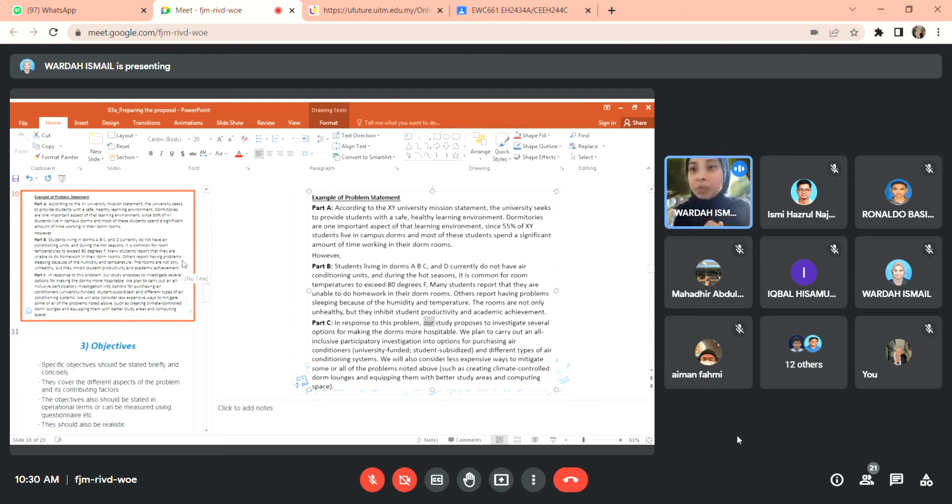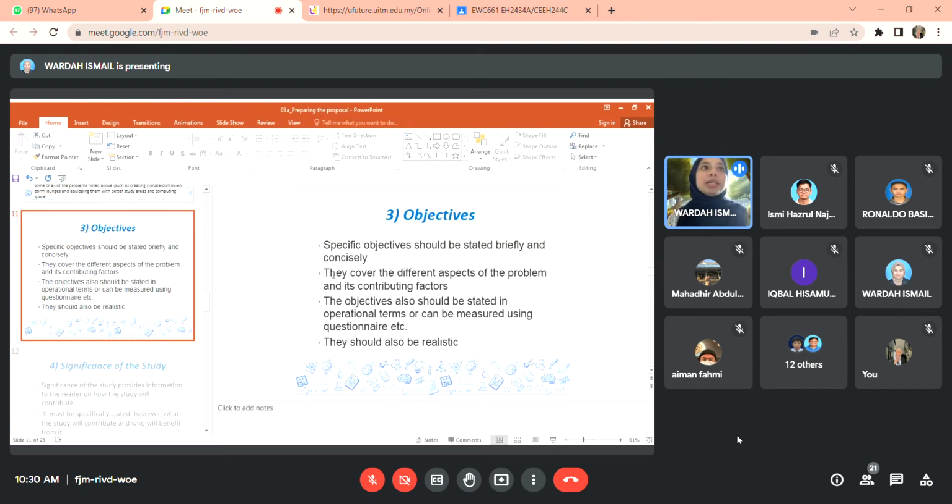Number 1, you address how things should be. And then number 2, you tell us what makes this a problem. Okay, what is the cause. Okay, number 3, you give a solution. You give a solution, like you tell that you want to investigate several options. And then we plan to carry out ... so that we will also consider less expensive ways to mitigate some of the rot. Okay, but again, you cannot use I, you cannot use our, you cannot use we, all of that is not allowed.